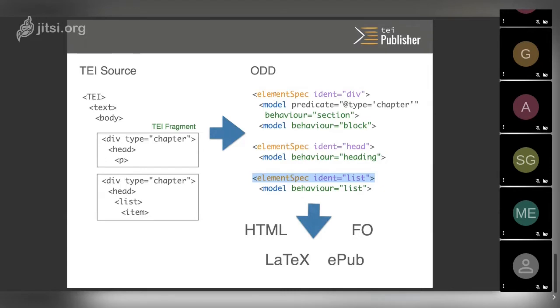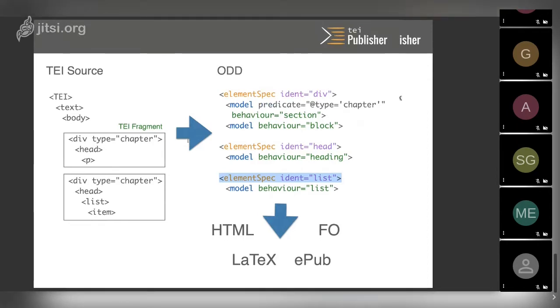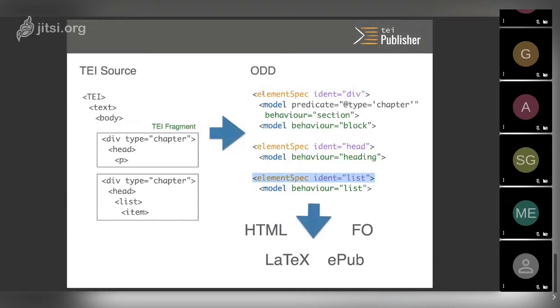Inside an element spec, you can also distinguish between different cases. Like here, we want to treat a division of type chapter differently than a division of, say, type subsection. So this can also be done within an element spec. What's also important to note is that the element specs map elements to something called a behavior.